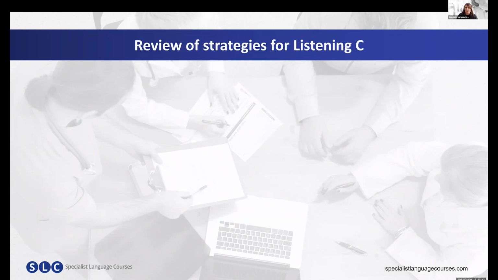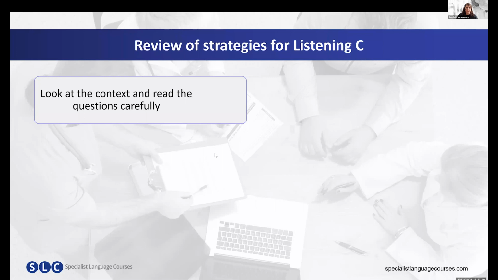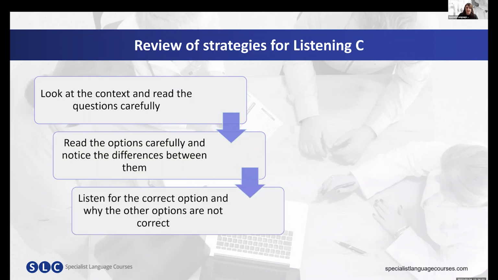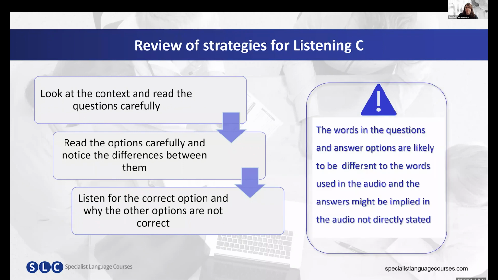A quick reminder of our strategy and approach. The first thing you should do is look at the context, read the questions carefully. So we've looked at the context, it's dermatology that we're going to be looking at today. And we've had a quick look at the questions, and we'll do more in a moment. You should read the options carefully, notice the differences. Listen for the correct option and why the other options are not correct. Remembering that the words in the questions and answer options are likely to be different from the audio, so you should be prepared for this.